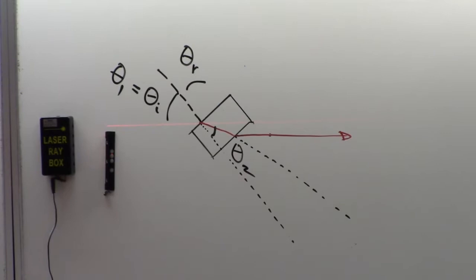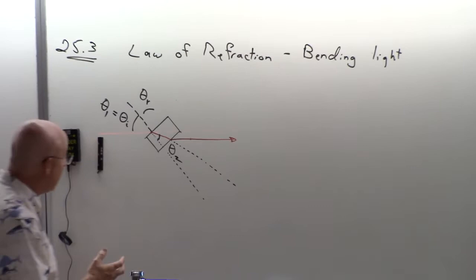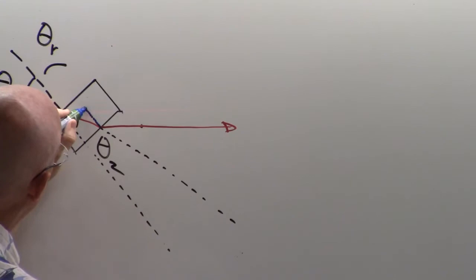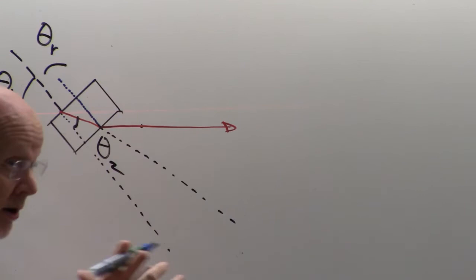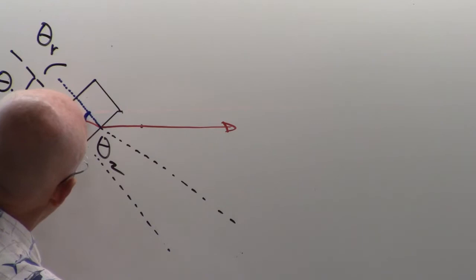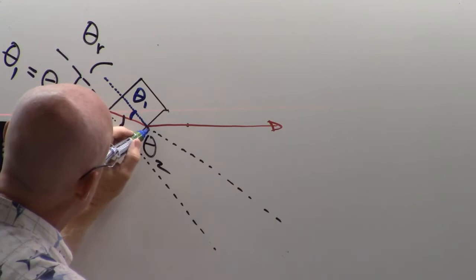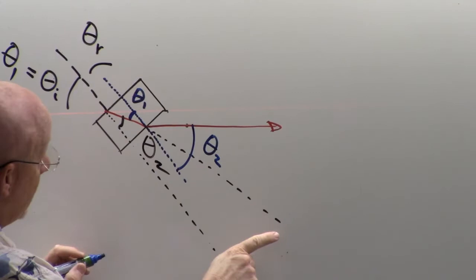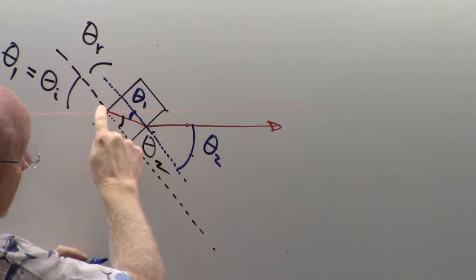Now, that being said, on the way out, the light bends again. And maybe in a different color to indicate this is a second refraction. If I draw a normal as it is hitting the glass-air interface coming out, this right here would now become theta 1. And then it would bend away from the normal. So this right here would be theta 2. And I would then be ignoring this dotted line. That dotted line was just the extension of where the light was going in the glass block.